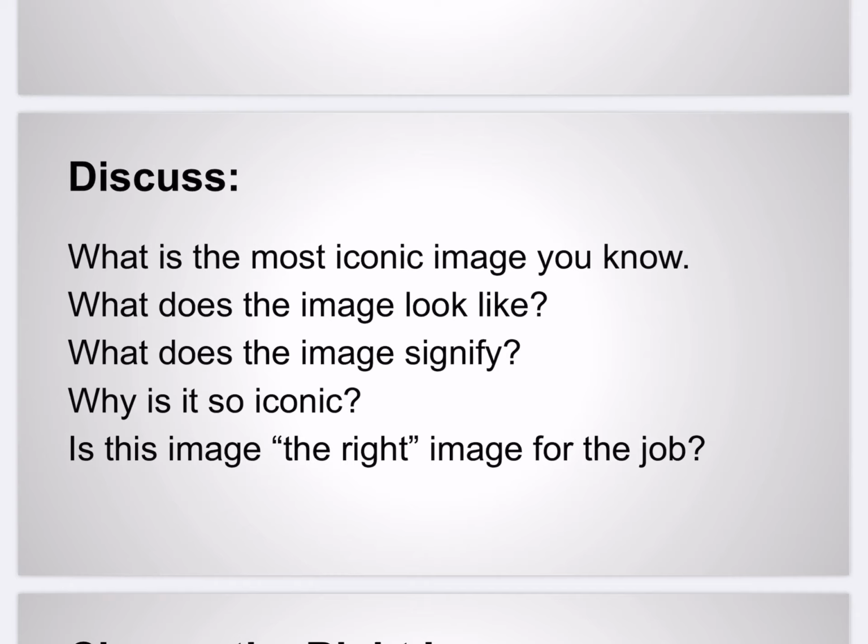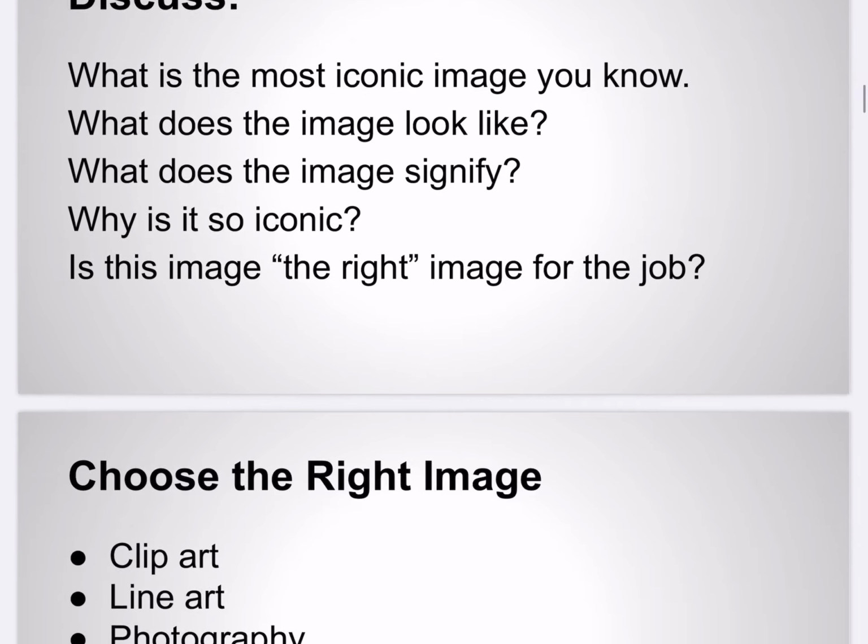And then think about whether or not this image is the right image for the job. Is it the right image for the signifier? So, example, if you want to use the Olympic rings, it makes sense to have Olympic rings, right? Because the Olympics are supposed to be an event that link different cultures and communities and countries together, right? So this image of linked rings, it kind of makes sense. So this is just a jump off point for the rest of this.